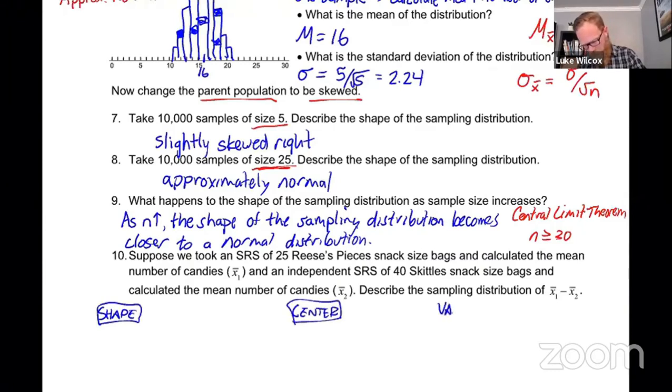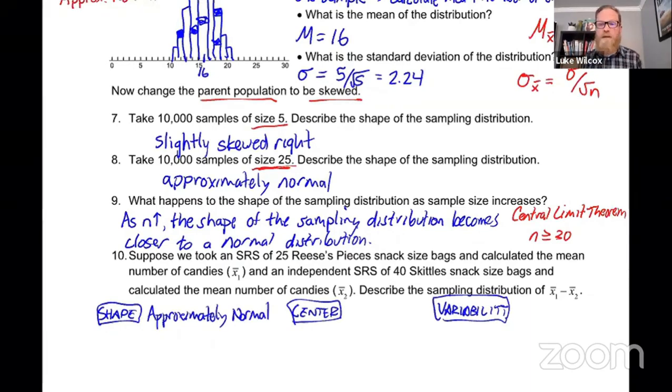And I'm going to write it as variability here. Okay, first of all, for the shape, we're going to hope that somehow we can arrive at the fact that it is approximately normal. And there are a couple of different ways to arrive at that, which I will summarize when we get to the important ideas. Now, for the center of the sampling distribution here, we want the mean of x1 bar minus x2 bar. And really, we just need to take the mean of the first distribution minus the mean of the second distribution.